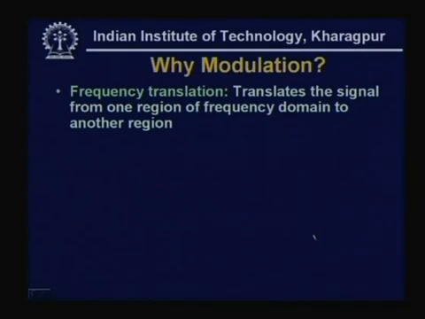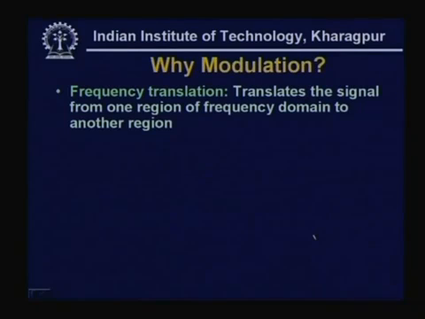And you may be asking why modulation is necessary. You will see that when we do modulation, one important operation that is performed on the signal is known as frequency translation. What it does is translate the signal from one region of the frequency domain to another region. It is like this. Suppose this is the representation of the signal in the frequency domain. So, here you have your f, and obviously the amplitude.